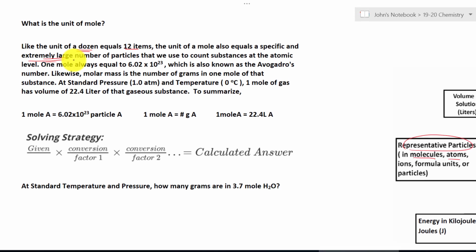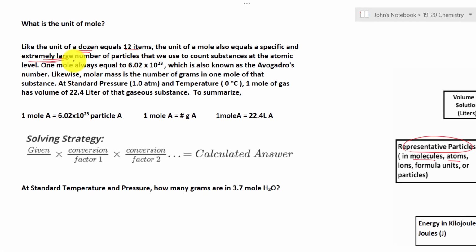We don't see those. And that makes sense because those substances are so small, we have to use a counting unit, which is what a dozen is. It's considered a counting unit. We use that unit to count substances. In this case, the unit mole is a counting unit. That is equal to what?